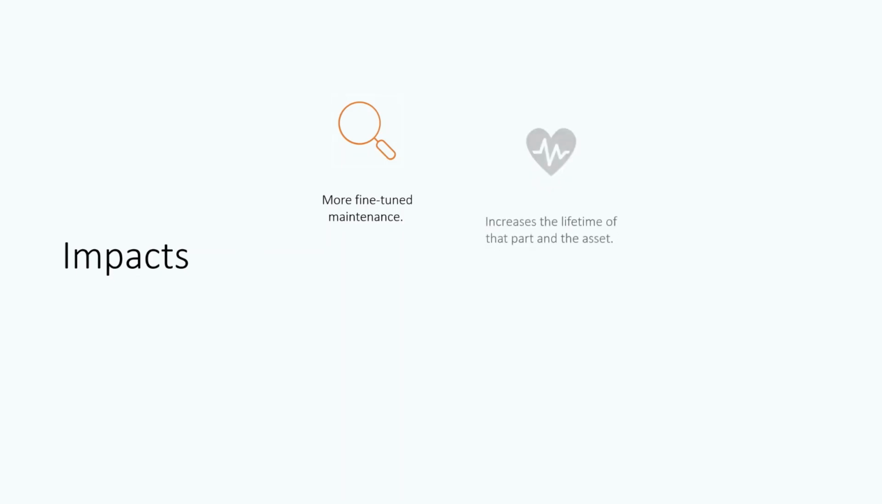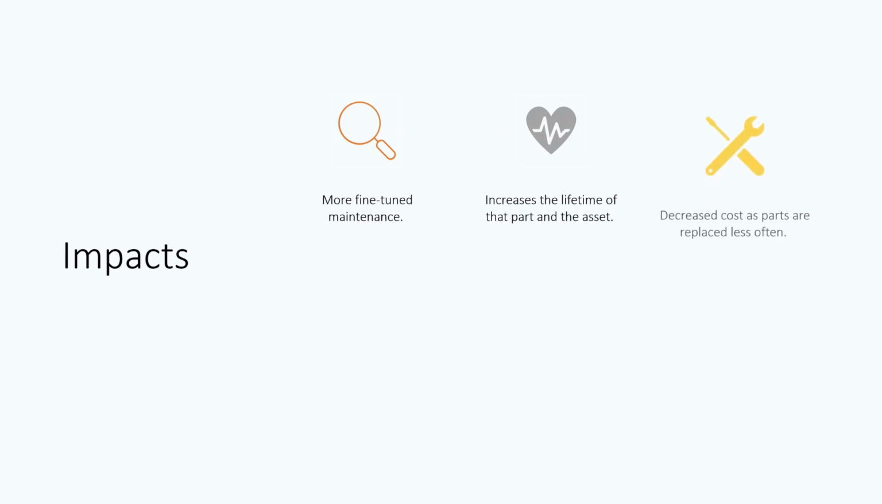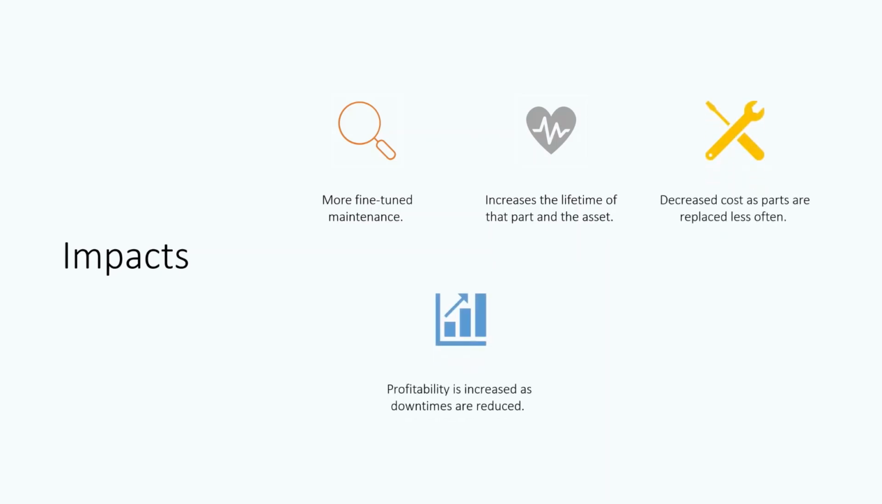Our system allows for more fine-tuned maintenance since we prioritize both the health of an asset as well as its parts. Having scheduled maintenance at the part level also increases the lifetime of that part, which has the added benefit of decreasing costs as parts are replaced less often, and profitability is increased as downtimes are reduced due to unexpected breakdowns, leading to overall equipment efficiency.